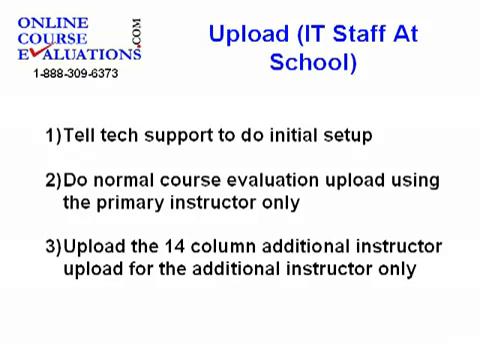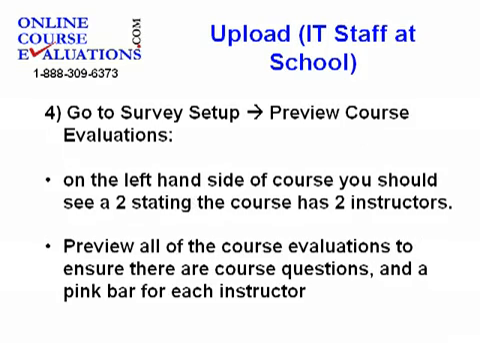Next, do a normal course evaluation upload using only the primary instructor. If you don't actually have a primary instructor, just choose one at random. Then do an additional instructor upload. It's the 14 column one, making sure you specify the additional instructors created in step 1. This does not necessarily have to include the primary instructor that you did in the normal course evaluation upload, but if you did, we'll just intelligently remove them.